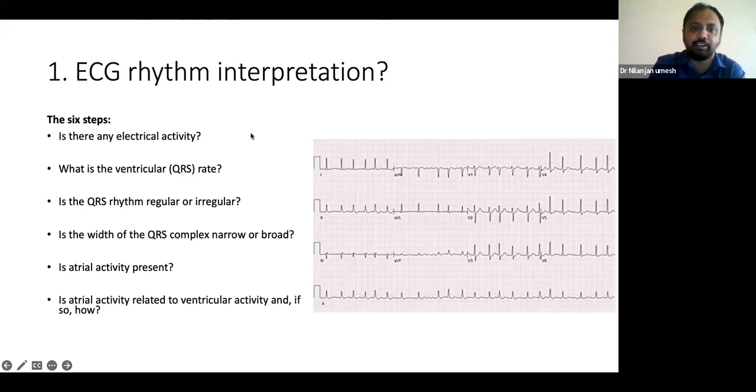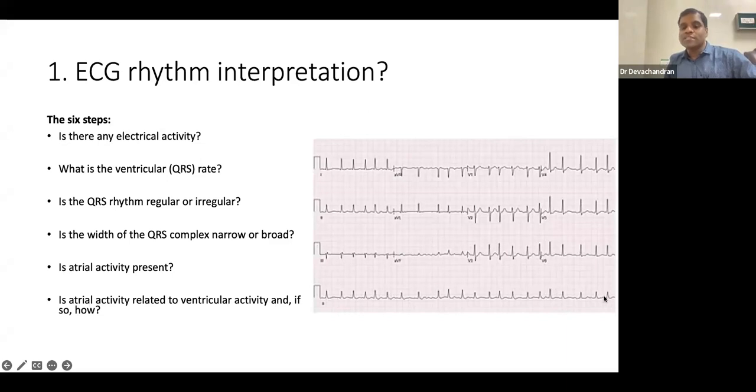Hemendra Parmar has said irregular rhythm. Okay, let's go through it systematically. Is there any electrical activity? Yeah, there is electrical activity here, as you can see clearly, multiple QRS complexes. What is the ventricular or QRS rate? Clearly, you cannot use the 300 by R-R formula here, because just a look at it says this is all irregular. So you have to count.